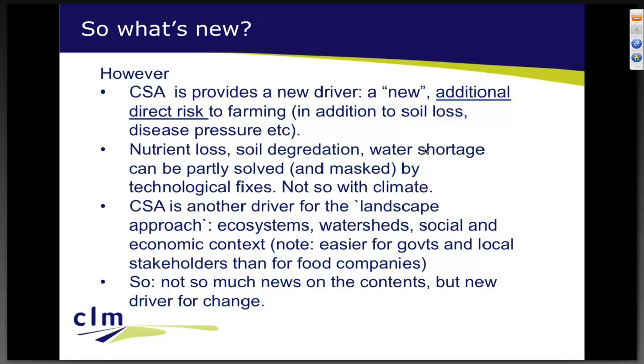But it is a new driver for change. So in the end, after some contemplation, I decided this is a positive thing. By the way, this landscape approach sounds great, but it's very difficult for food companies to look beyond the field and the farm that they're sourcing from, because that's not where their influence is. An interesting point to further discuss, and the Sustainable Food Lab has put that on the agenda in the summit that they're organizing in June.